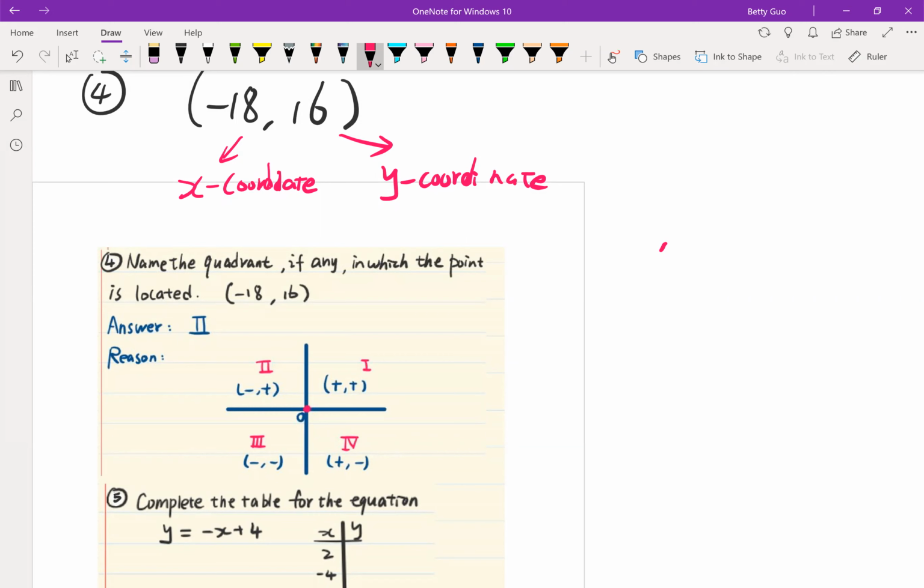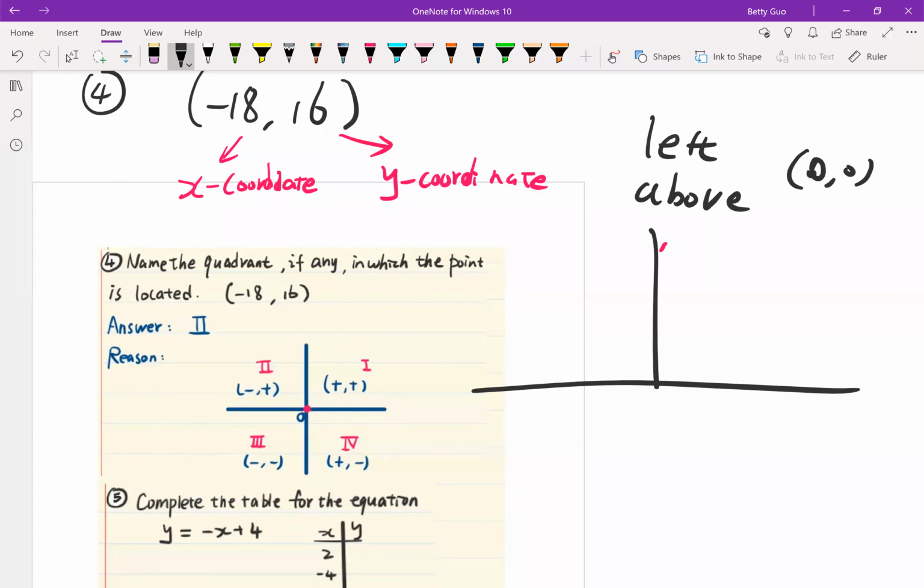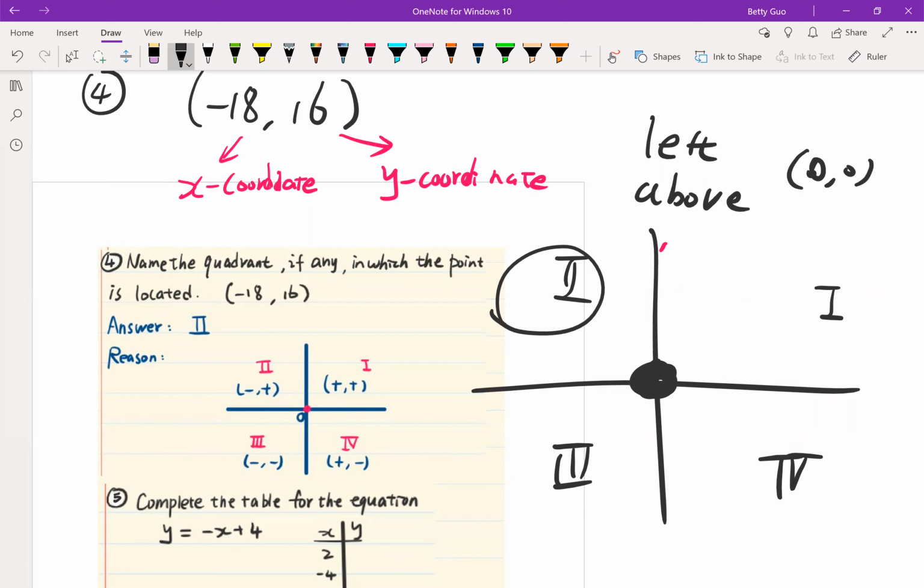So with that, we have this point, negative 18, comma 16. The point represented by the ordered number pair is to the left and above the origin, right? This is the rectangular coordinate system. We have 4 quadrants: quadrant 1, quadrant 2, quadrant 3, quadrant 4. This is the origin. So which quadrant is to the left and above the origin? You're going to choose quadrant 2.